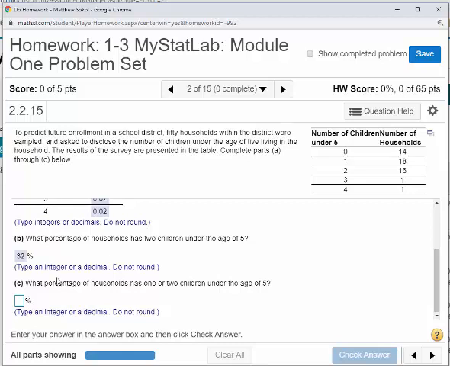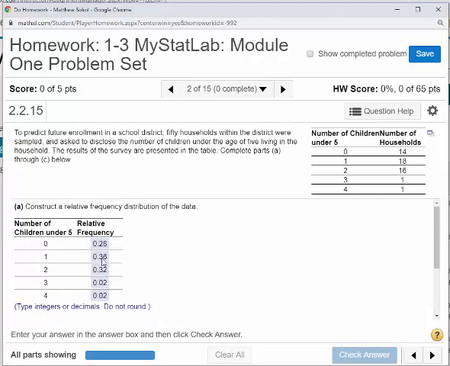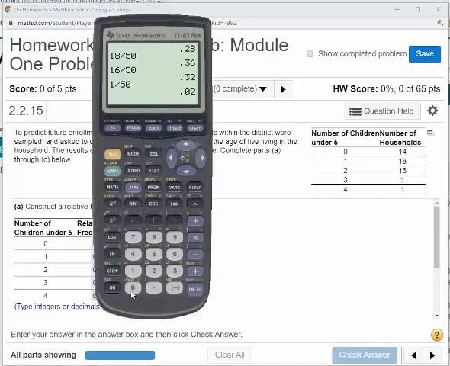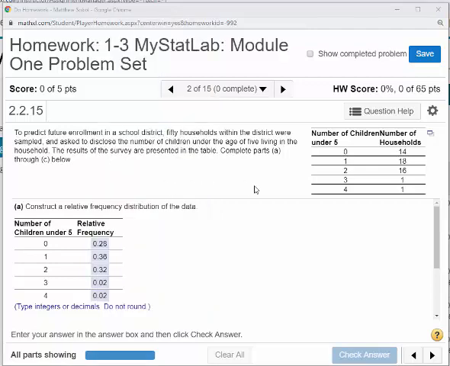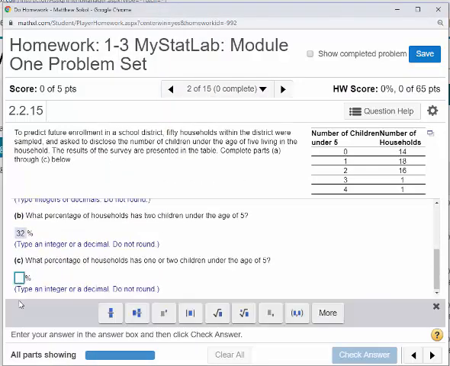And next, what percentage of households has 1 or 2 children under the age of 5? Well, here's 1, here's 2, so you would take 0.36 plus 0.32, and you would get 0.68. So changing that to a percentage, we get 68%.